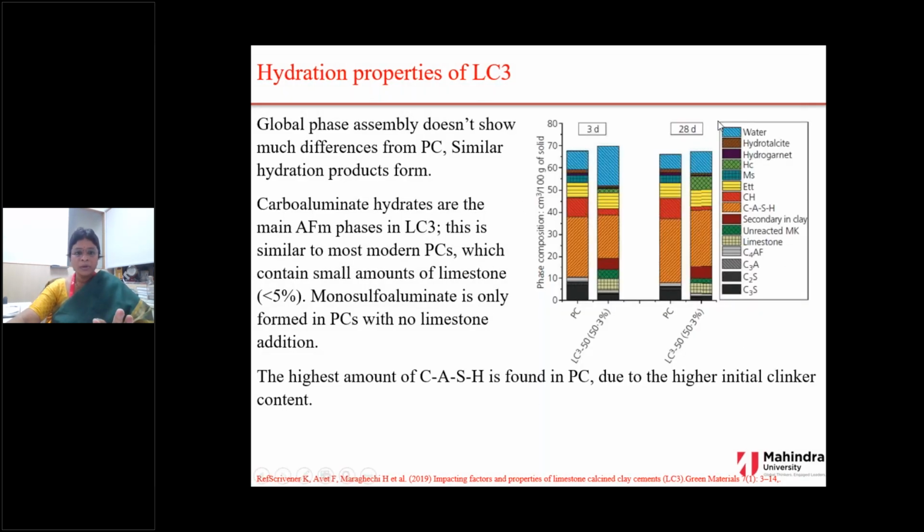If you look at the global phase assemblage of the hydration products of PC and LC3, generally both look very similar. The hydration products of PC as well as LC3 look similar. There's not much difference between these two systems. That's the reason we say that there's already a synergy and it's an established system. As I told you, the carboaluminate hydrates are the main AFm phases in LC3, and this is mostly similar to all our modern blended cements.